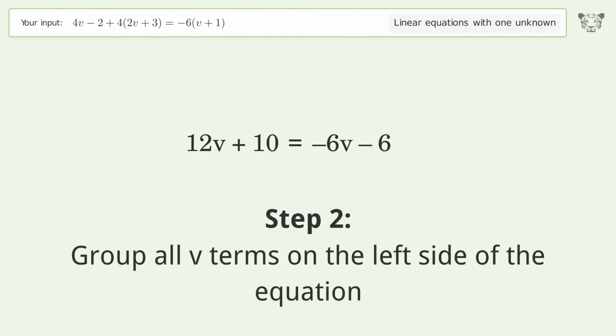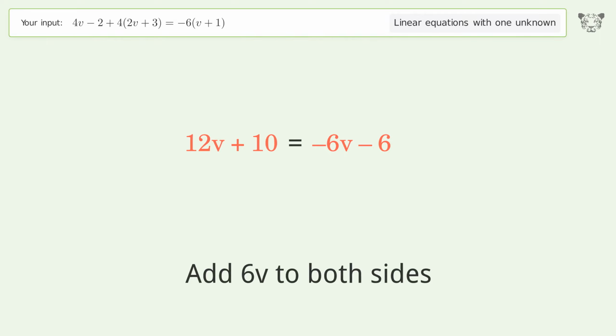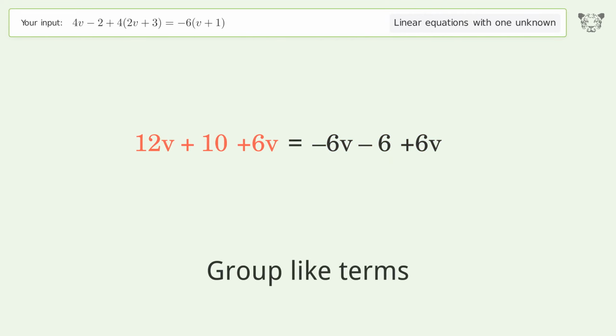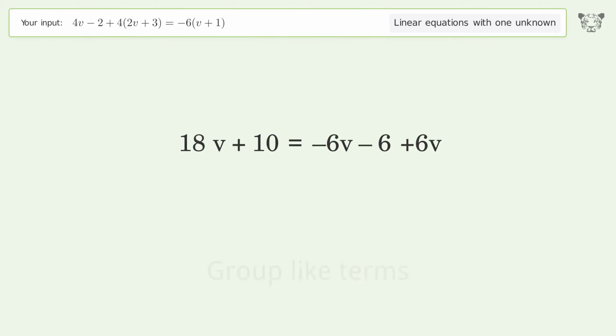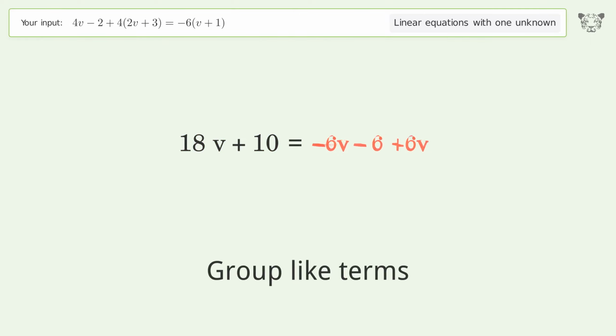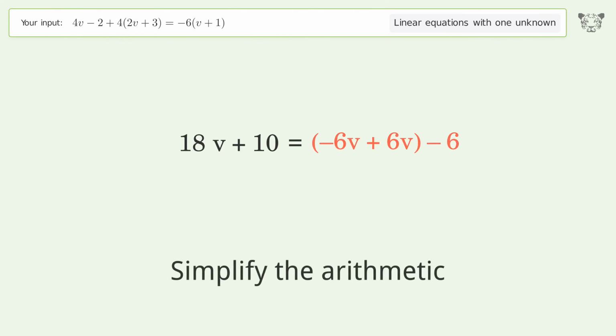Group all v terms on the left side of the equation. Add 6v to both sides. Group like terms. Simplify the arithmetic. Group like terms. Simplify the arithmetic.